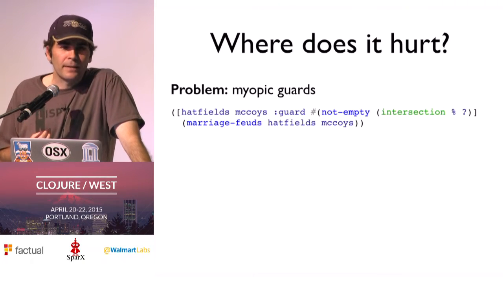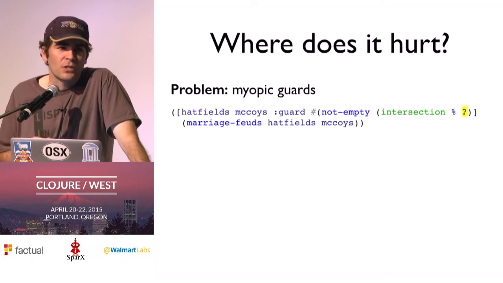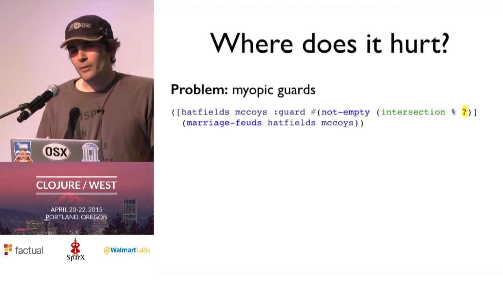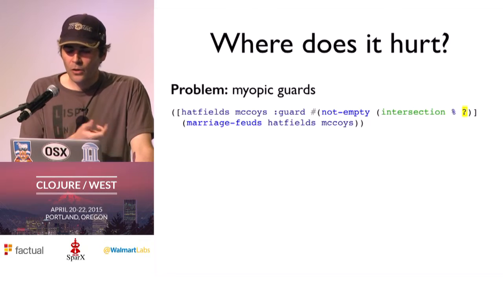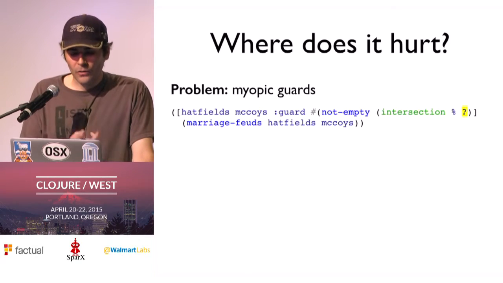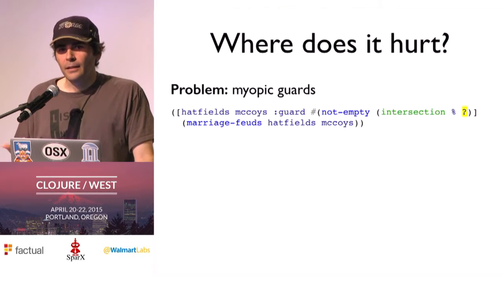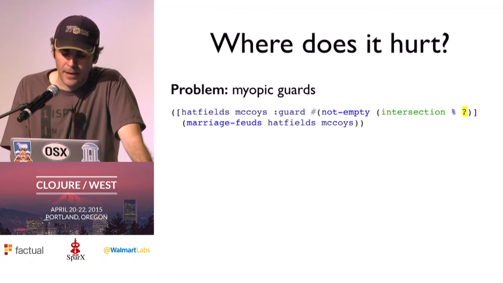Well, we can't quite write it like this because you see that question mark there. That's not syntax. That's me scratching my head. There's nothing I can put there to refer to the other argument, right? I can guard on McCoy's, or I can guard on Hatfield's, and I can have an expression there, but I can't guard on both and consider them both within the expression. That's just a limitation of those macros as they exist today.